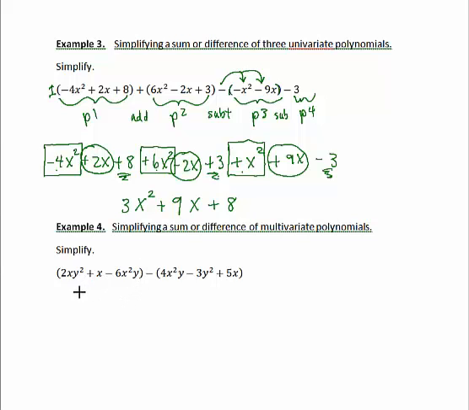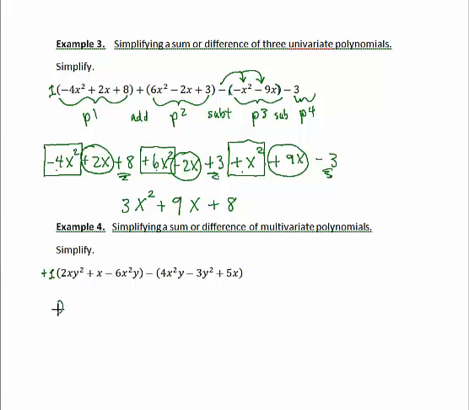Now, example 4. One thing you need to notice is that we no longer have x variables. We have some y variables mixed in. And so we'll have to be careful about which terms we combine. Now, as far as the parentheses go, we can still drop the parentheses if there is a plus 1 in front. Okay? Or if there's no number written, then it's understood to be a positive 1.